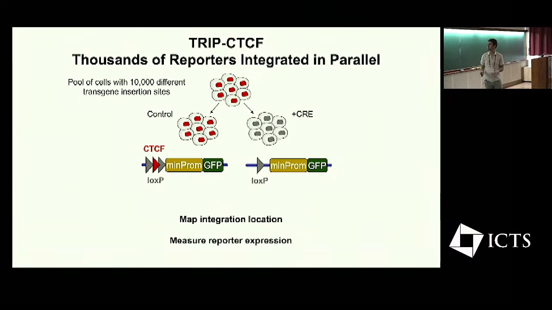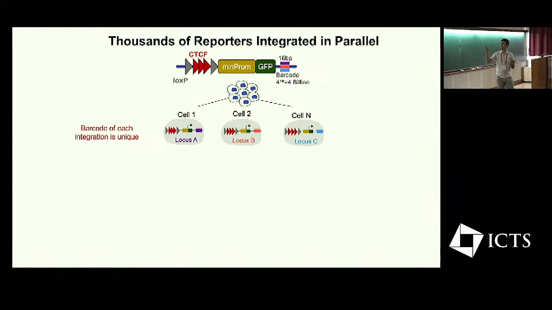Then we map integration location, and we measure reporter expression. I don't have time to go through the details, but as I said, this is published. The method is published from Bas van Steensel's lab. He uses a barcode composed of just 16 base pairs, but that means we have way more barcodes than cells, so each barcode integration is unique.